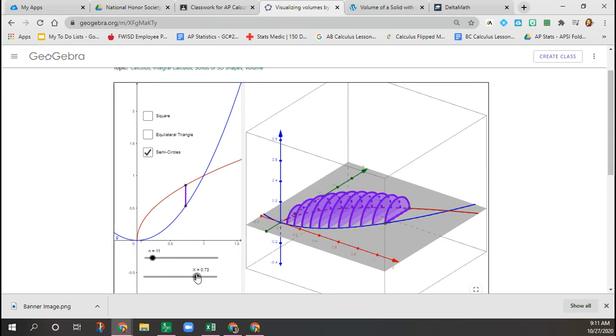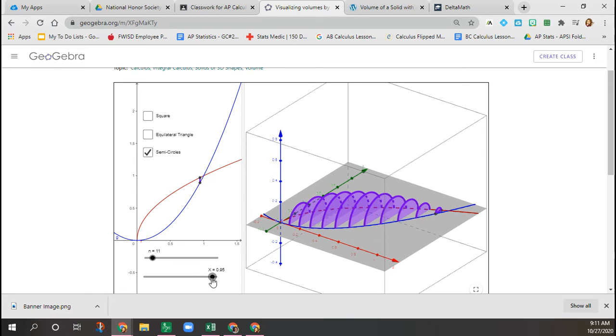So here's what our shape looks like with semicircles. And what's really important to notice here is that the representative rectangle, which we've drawn in our region, this vertical line which we're seeing here on the screen, notice over here on the semicircle that it is the diameter of the circle. Again, that representative rectangle that we're drawing in the region is actually the diameter of the circle.